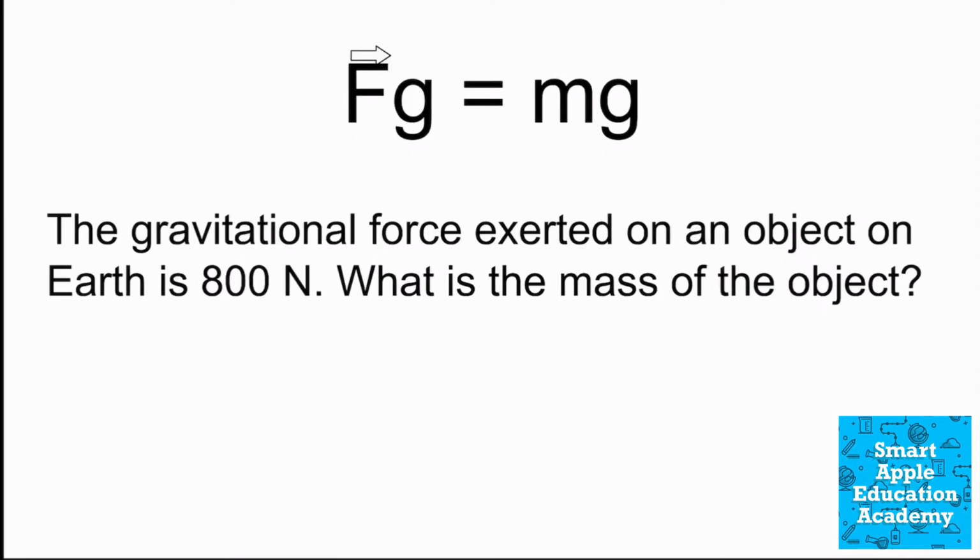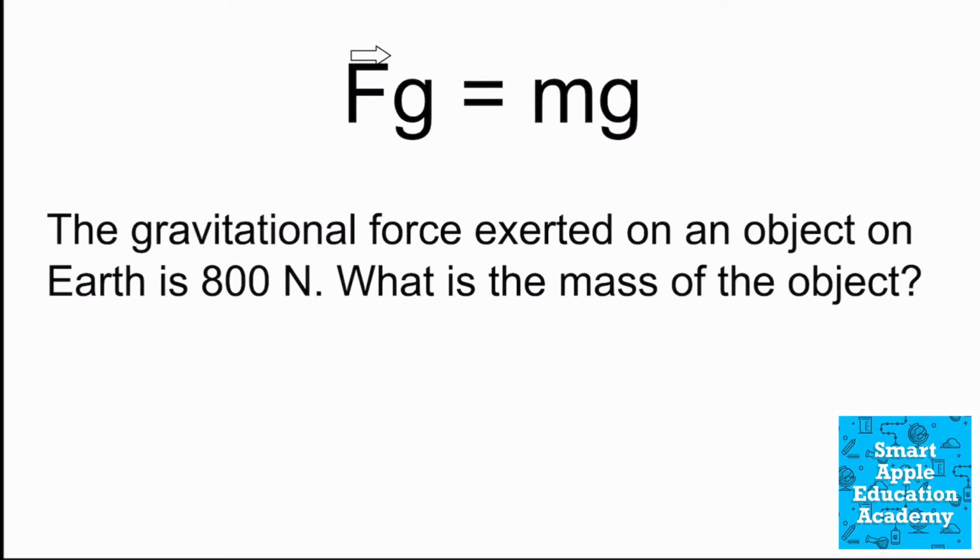Here's the problem. The gravitational force exerted on an object on Earth is 800 newtons. What is the mass of the object? So we're trying to find the mass of the object. Let's think about what we're given. Well, we know that the gravitational force exerted on the object is 800 newtons.